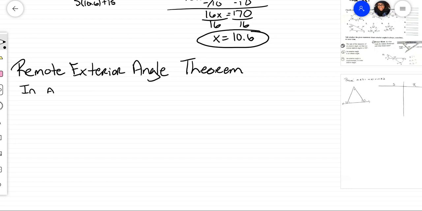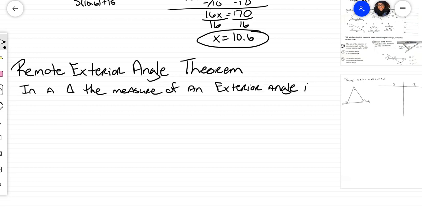In a triangle, the sum... sorry, let me go back. I don't like the way that's worded. In a triangle, the measure of an exterior angle is equal to the sum of its two remote interior angles.